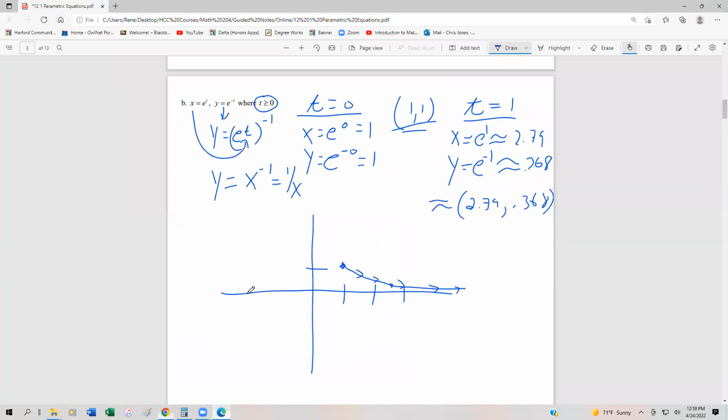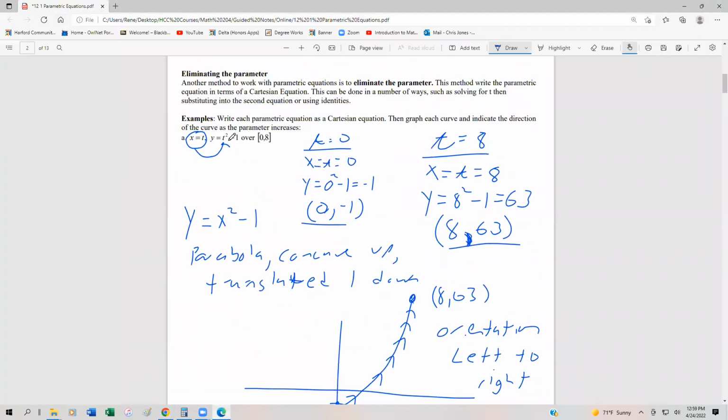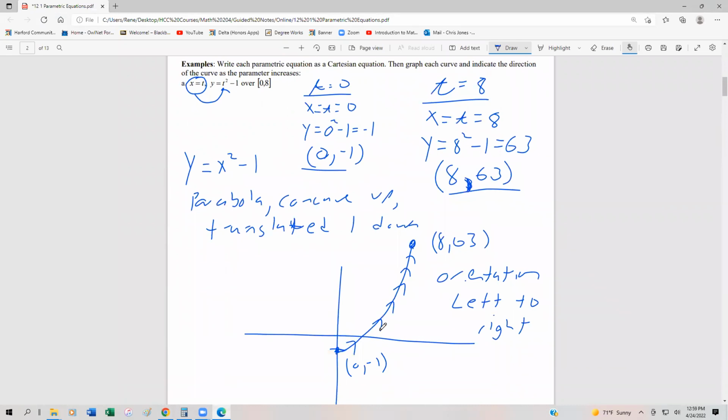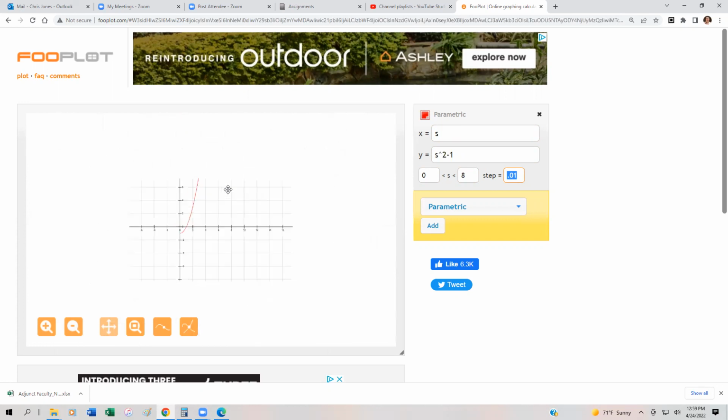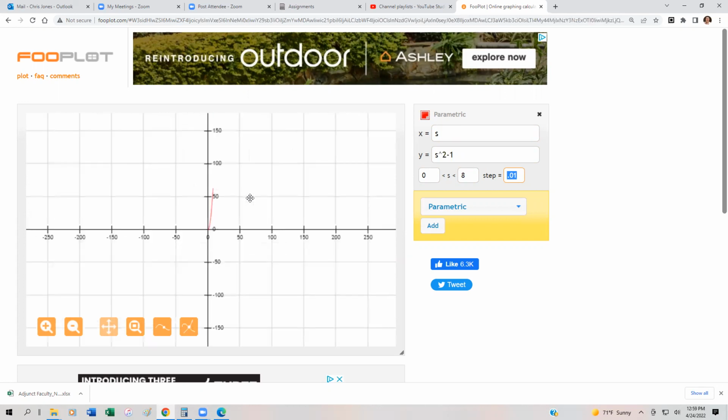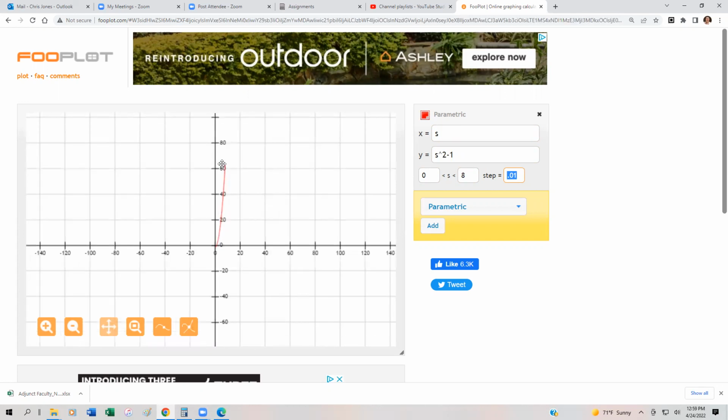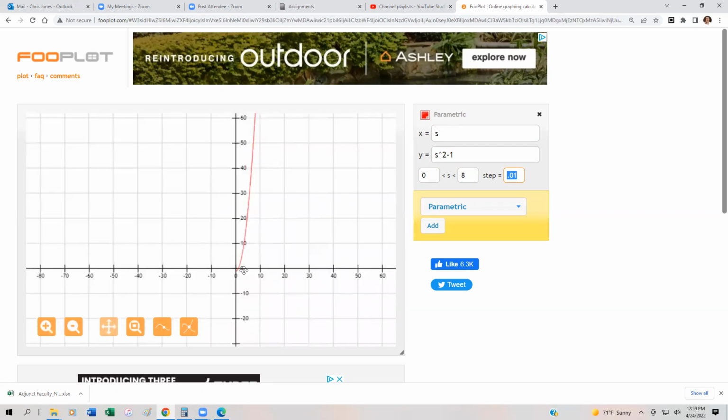Remember the first one that we just did? We could verify this one as well. It was that parabolic shape, and it kind of went up. So x was t, and then we had t squared minus 1. We should always check these. So x is s and y is s squared minus 1, and it went from 0 to 8. We'd have to scroll out pretty far, but notice that the terminal point, remember that was at 8, 63, is somewhere up here. And the orientation goes from left to right, going up.